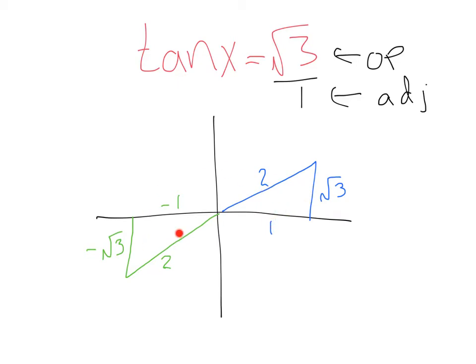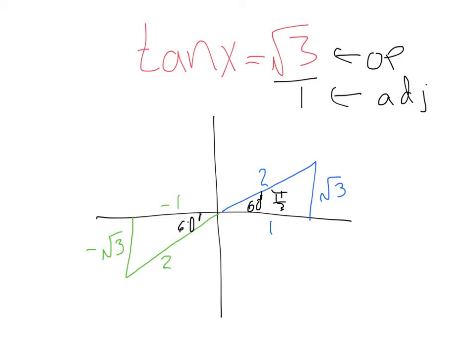And I also have a possibility over here in quadrant 3. My opposite is negative root 3 over adjacent, negative 1. And negative root 3 over negative 1, of course, is the same as root 3 over 1. Now, I filled in these triangles, and these are in fact 30, 60, 90 triangles. And these are going to be 60-degree reference angles, which is equivalent to pi over 3.